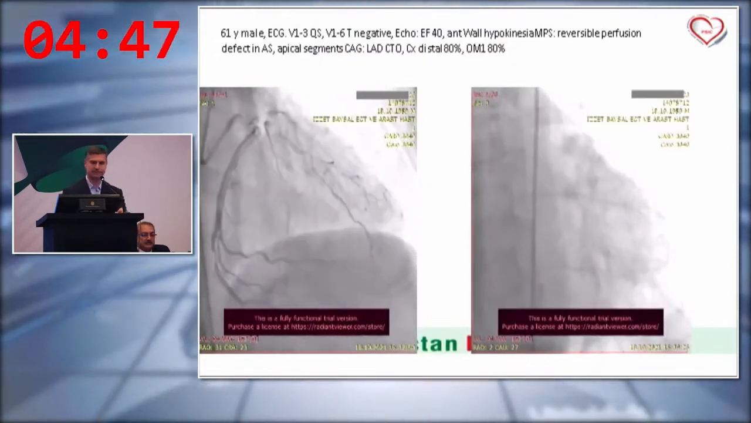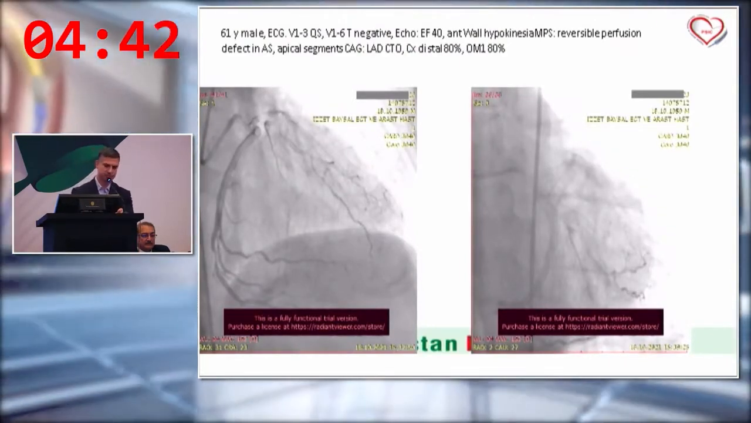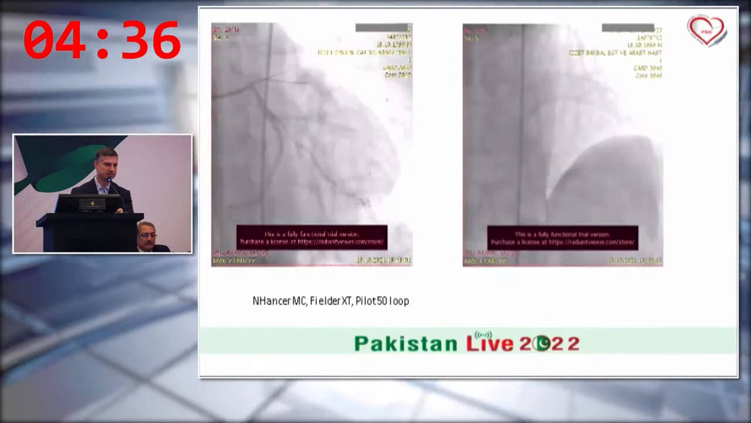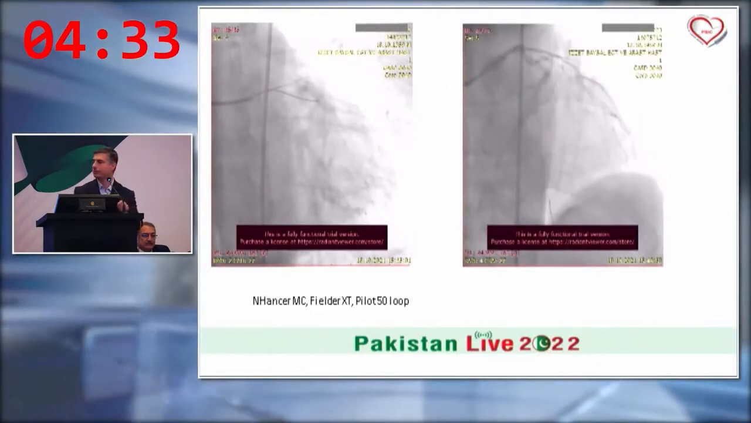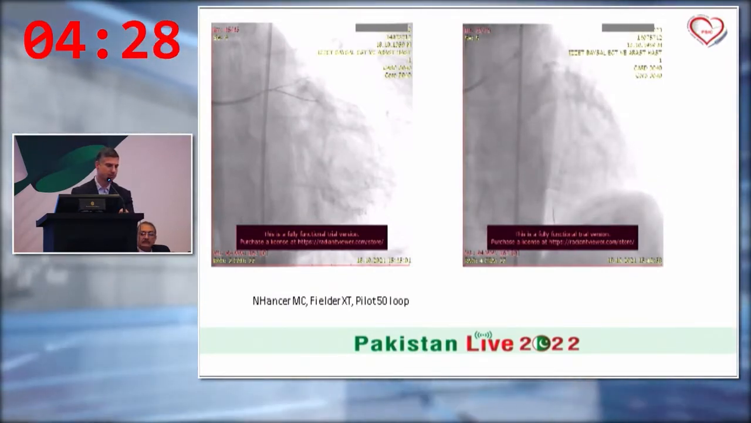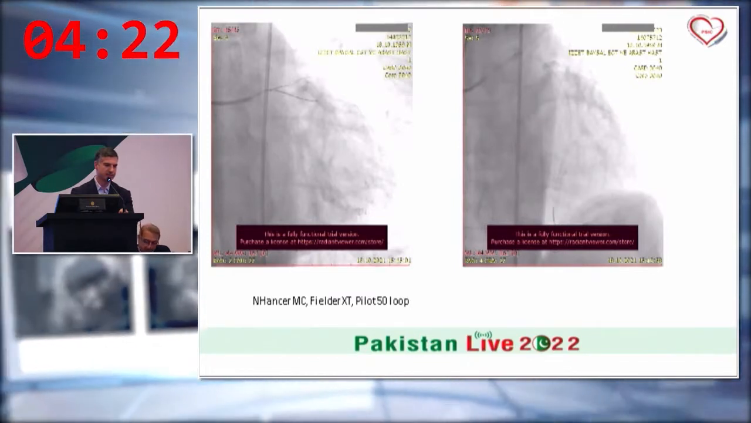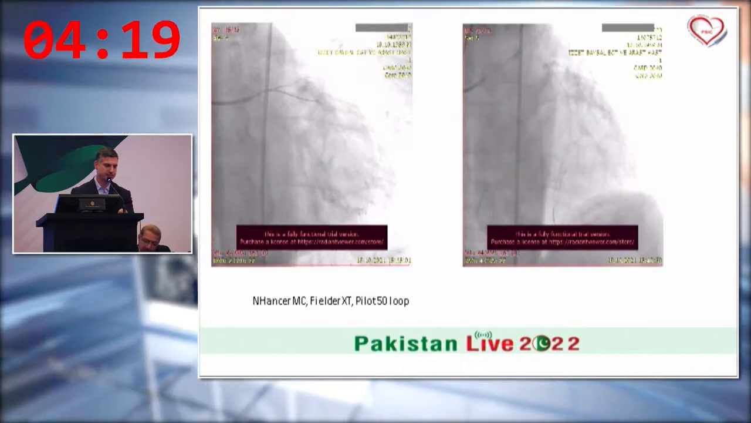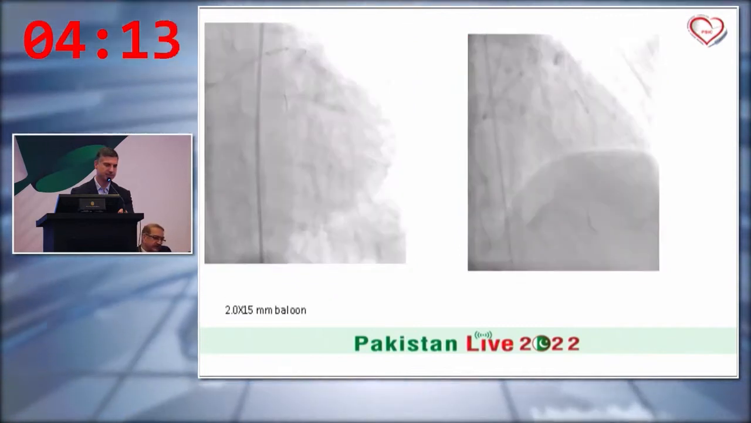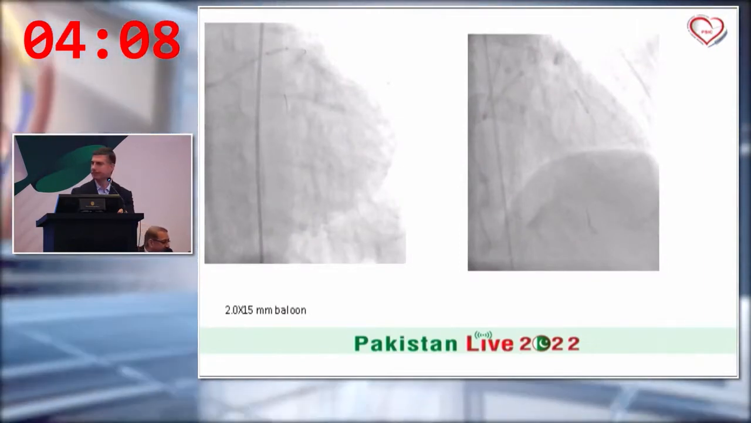Now here is our case, a 61-year-old patient with CTO management. Can you play the other videos also? Okay. First, the lesion was crossed with Fielder XT-R, and it was then looped with Pilot 50. We supposed that we were in the LAD, but it was not the case. We had balloon dilatations. Play the video, please.